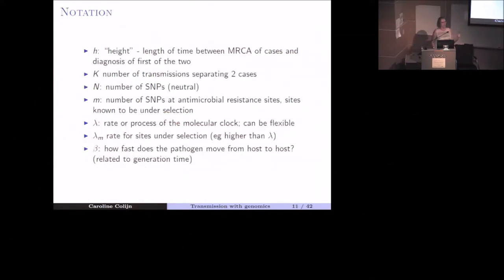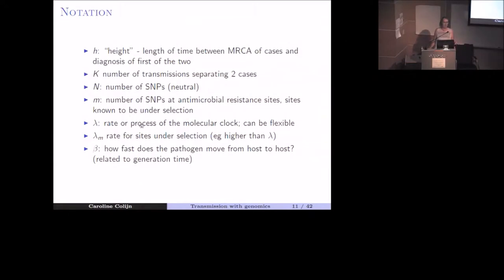You're going to get math. Before you get math, I like to tell you what all the letters mean. You don't have to remember this. It doesn't matter. But it's uncomfortable to give you math without telling you what the letters mean. H, you just saw, tells us the time, the evolutionary time. Capital K is the number of transmissions that are separating our cases. N is the number of SNPs. M is some other number of SNPs, about resistant SNPs.